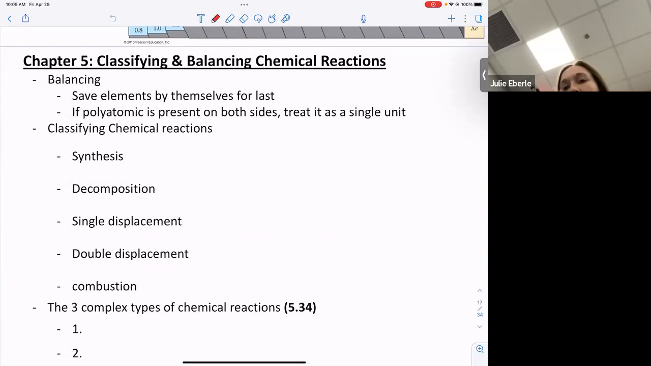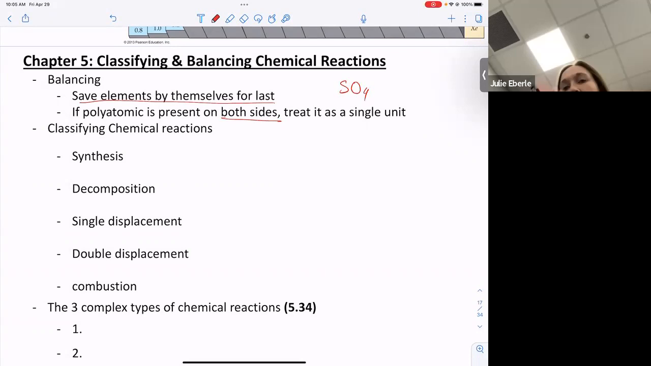All right, chapter 5. So in chapter 5, we started writing, balancing, and classifying chemical reactions. Those were the 3 big things we did. So balancing, there were a few tips. You just have to have the same number of each kind of atom on both sides, right? One tip was save elements by themselves for last. Another tip was if polyatomic ions are present on both sides, you do not separate them. For example, if I have sulfate, I'm not going to separate the S and the O and balance them separately. I just say, how many sulfates do I have on each side? Balance it that way.